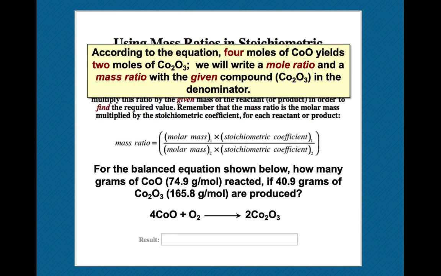4 moles of cobalt 2 gives 2 moles of cobalt 3. This is also a redox reaction, isn't it? Because the oxidation number changes from 2 to 3. So, we're going to go ahead and write the mole ratio, the mass ratio, and our given is cobalt 3.